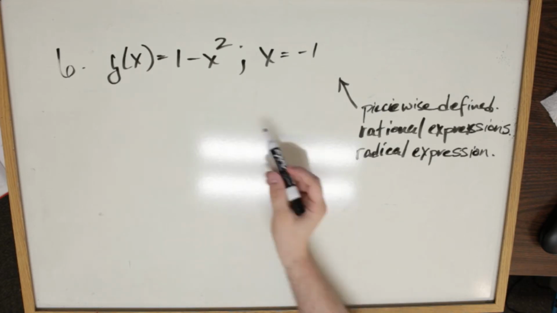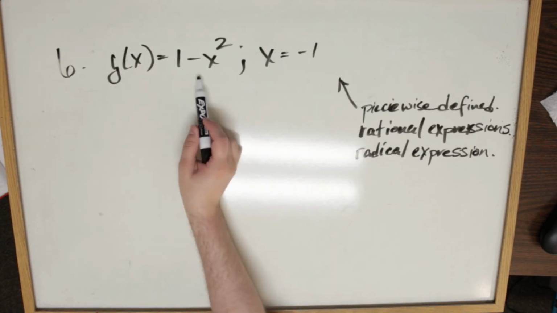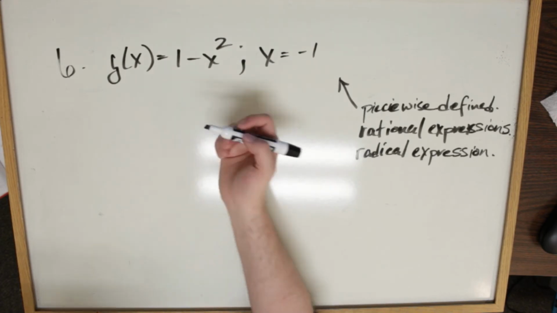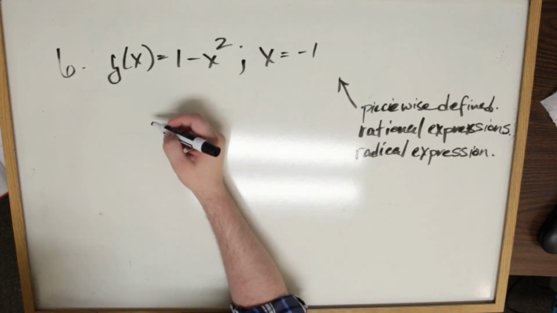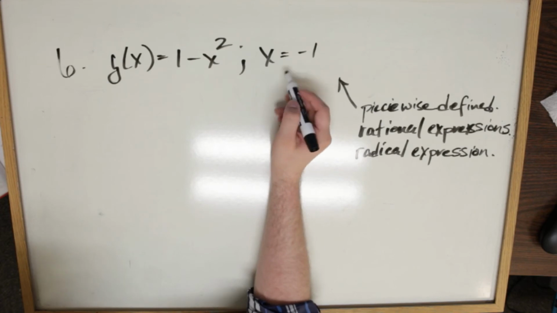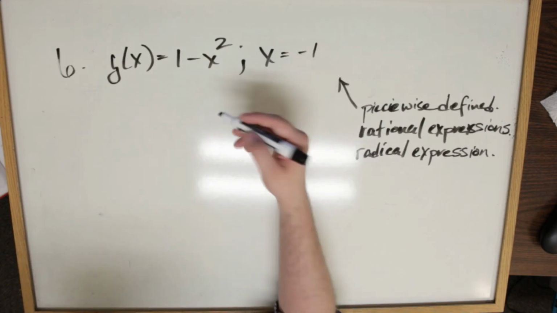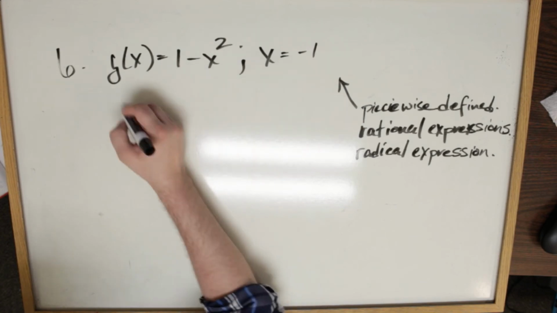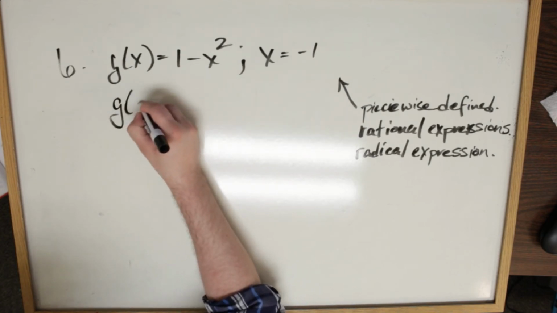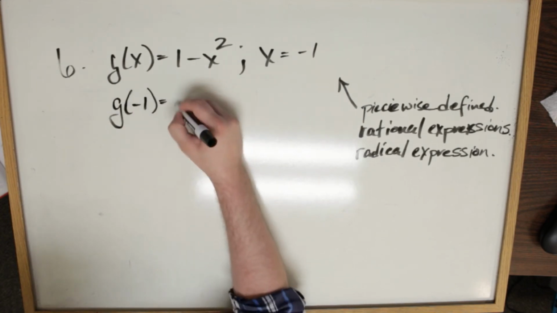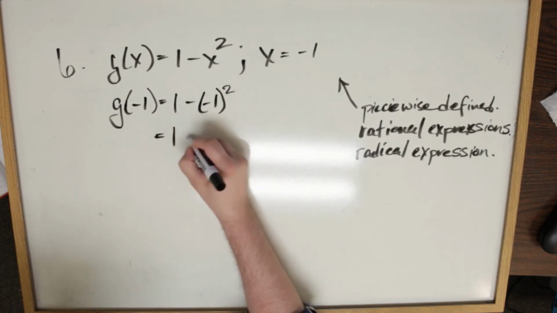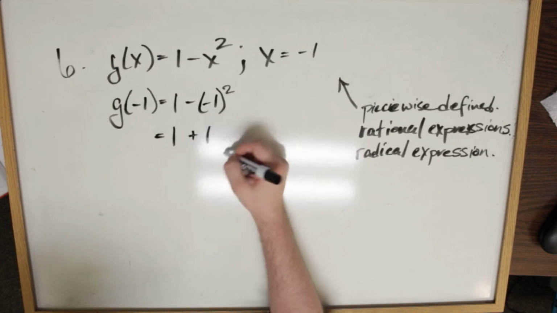So in this case, when you look at this particular problem, it's none of these three, which means this is in the domain no matter what. So x equals minus 1 is definitely in the domain. And one way you can prove it, you can actually go ahead and just substitute the value in. G of minus 1 is equal to 1 minus minus 1 squared. This is equal to 1 plus 1, which is equal to 2.